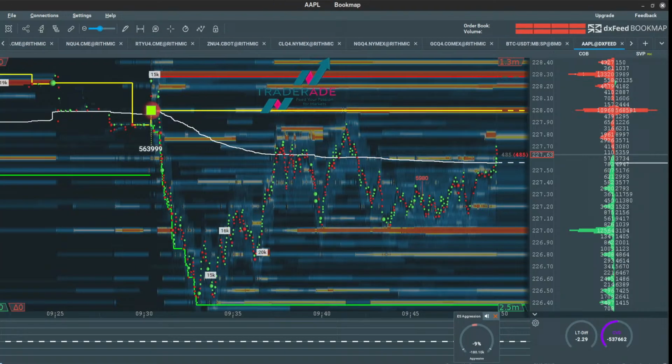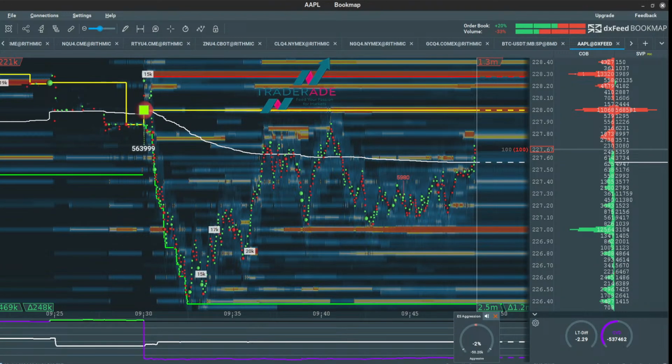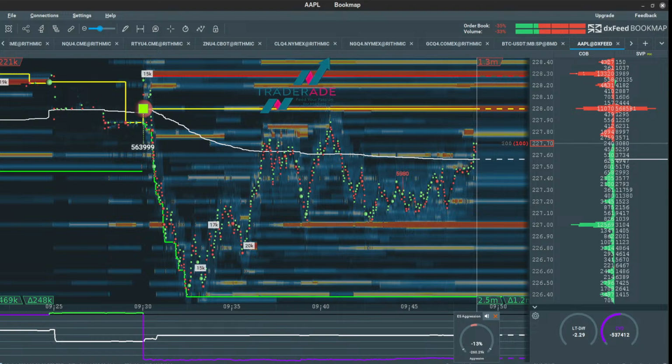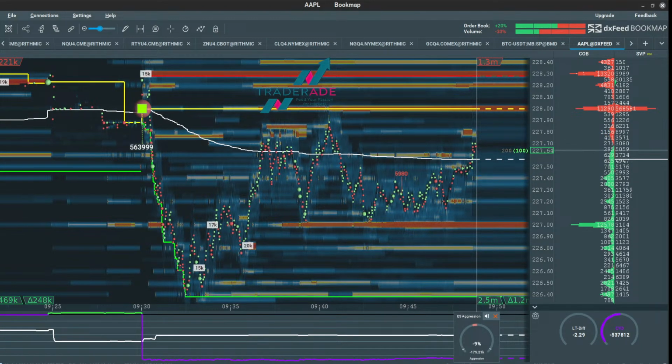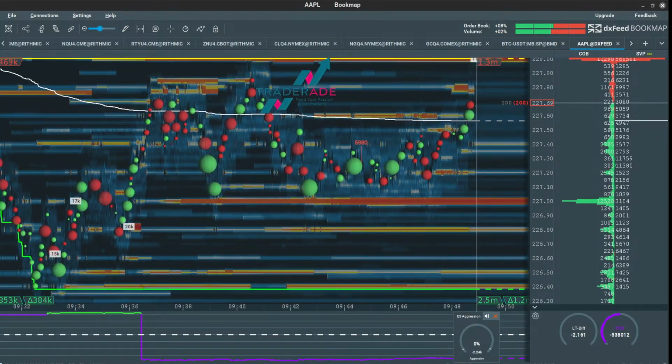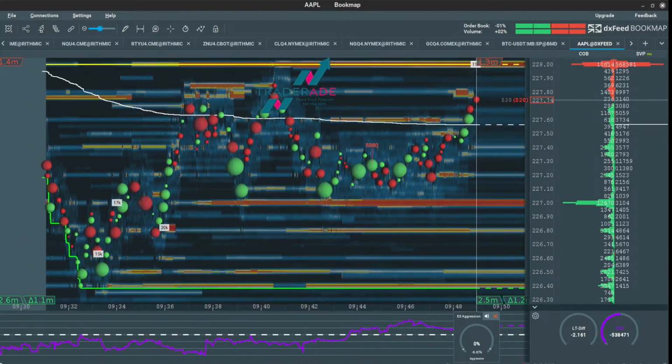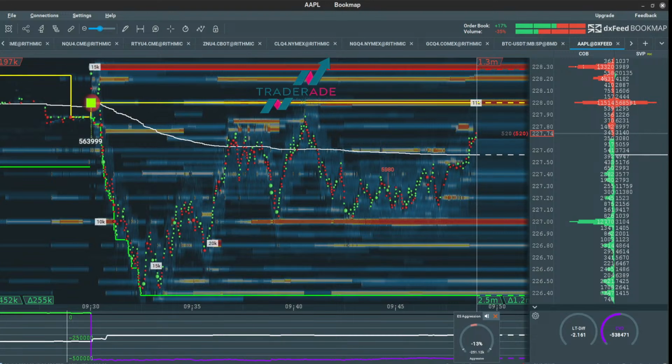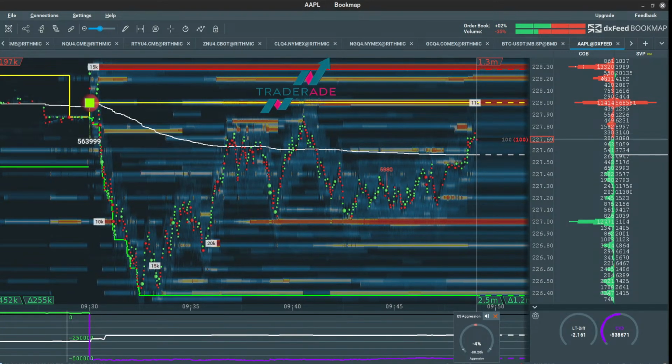So let's look at some of the majors here. We've got Apple off the open. Bit of a sell. Pretty aggressive red delta there. Buyers tried to absorb that pressure, didn't really succeed. So we can see Apple having a pretty sloppy open, trying to recover those losses now, climbing back towards the point of control.